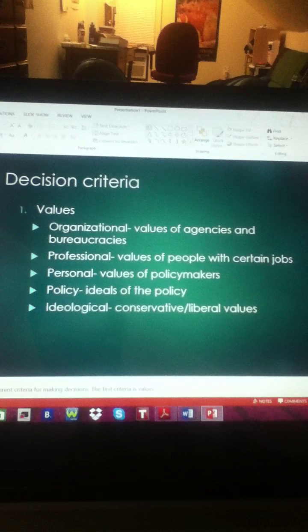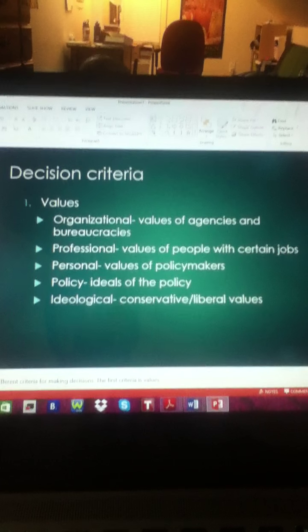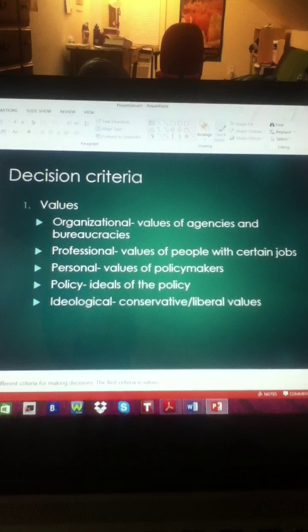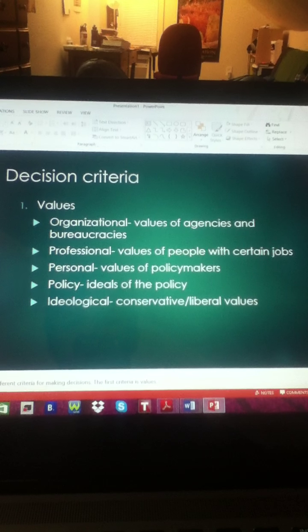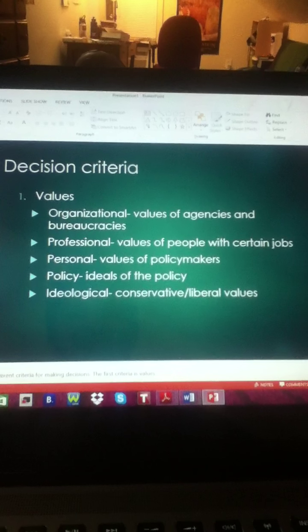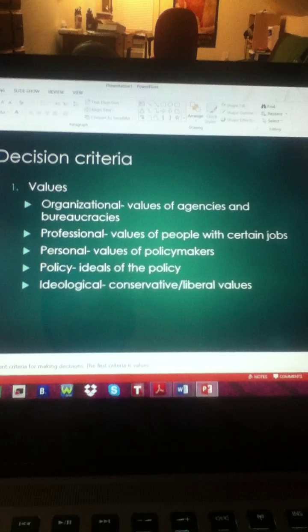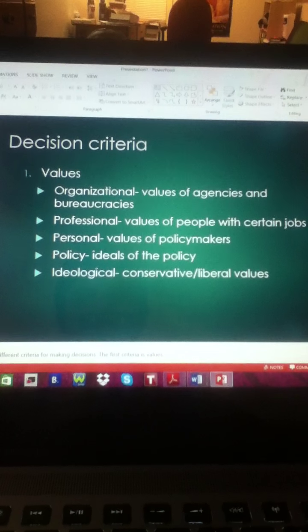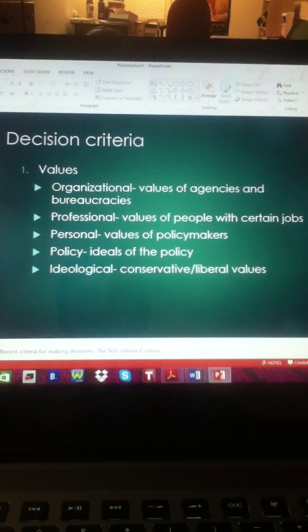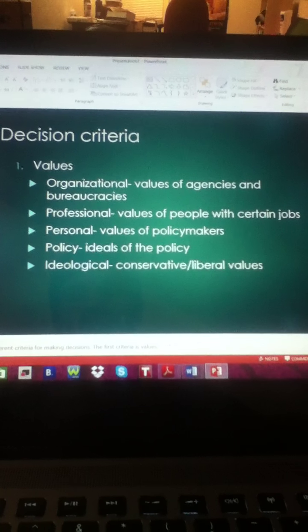Next, Anderson notes 7 different criteria for making decisions. The first criteria is values. There are many types of values, such as organizational, which are values of agencies and bureaucracies; professional, which are values of people with certain jobs; personal, which are values of policymakers themselves; policy, which are ideals of the policy; and ideological, which are values of conservatives and liberals.